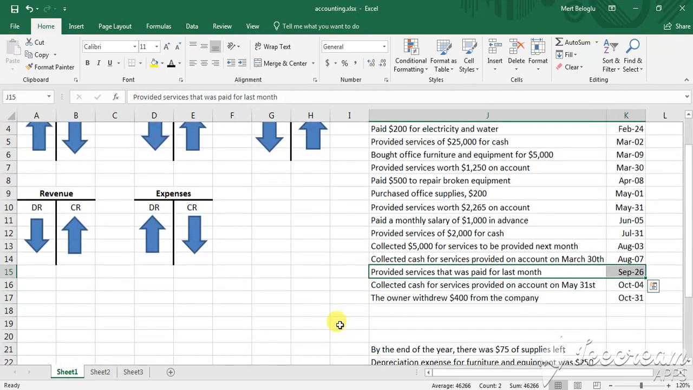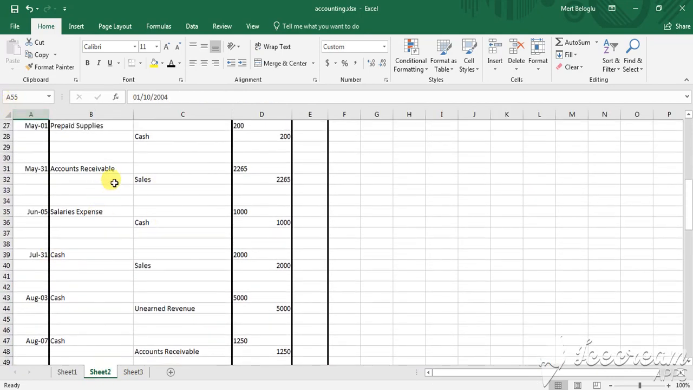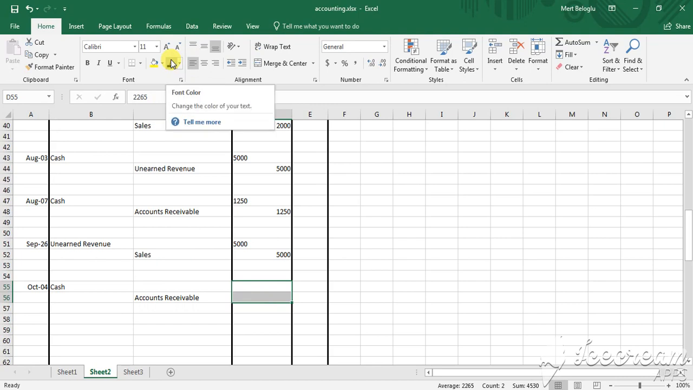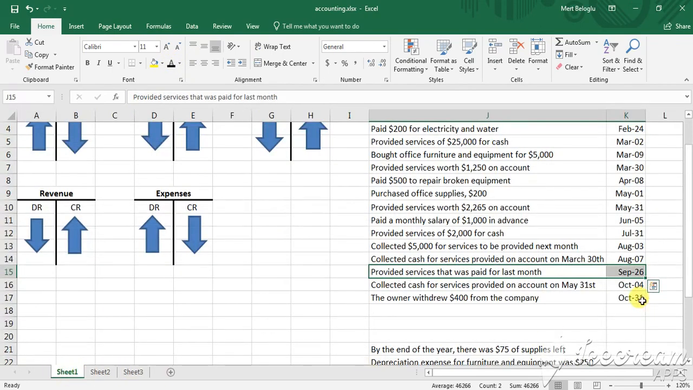Our second last transaction, happening October 4th, is collecting cash for services provided on account on May 31st. And on May 31st, we provided a service for $2,265, and now we're collecting cash for that. So we put the date, increase or debit to cash, and then credit or decrease to accounts receivable by $2,265.